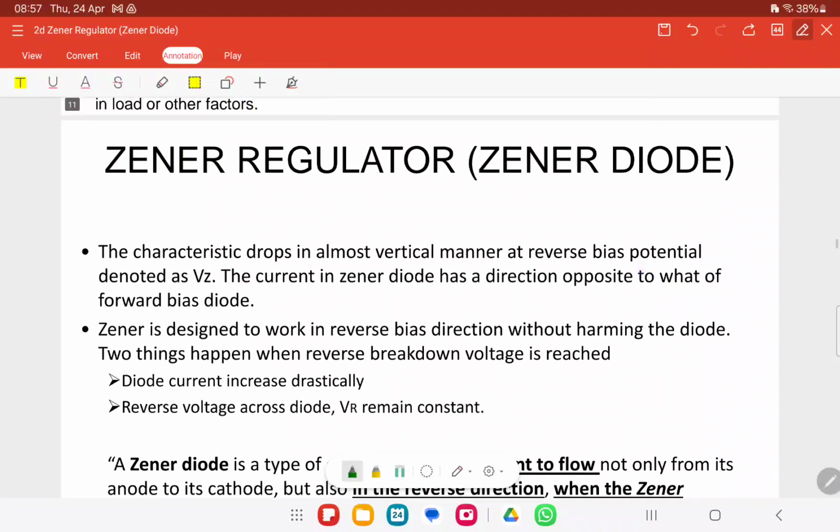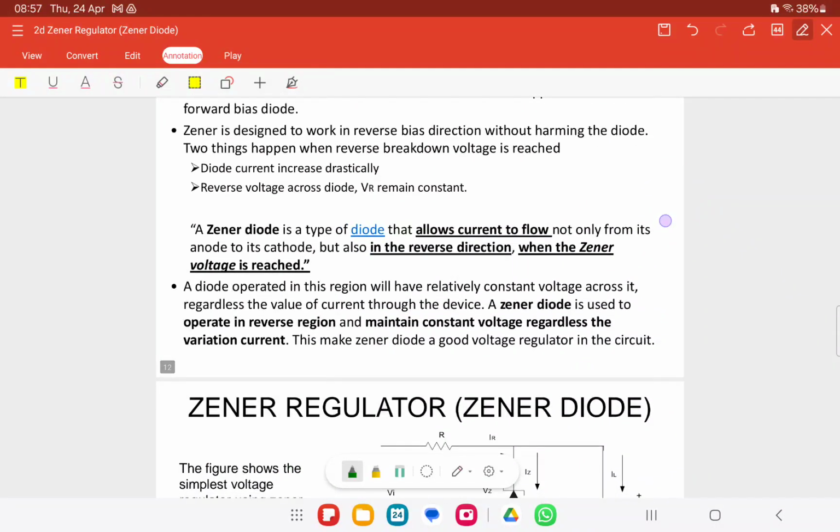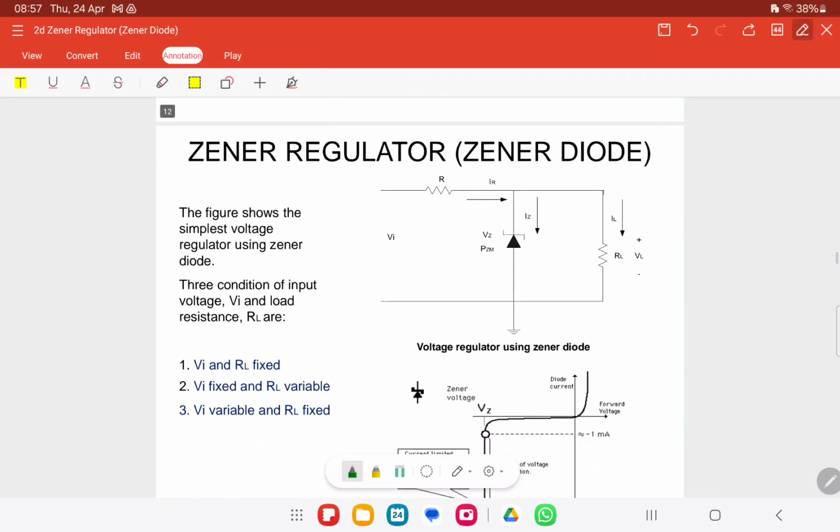Okay, so now we want to go for the... This is another explanation, nothing much. A Zener diode is a diode that allows current to flow in the reverse direction. Okay, for the calculations for the Zener diodes, we have three conditions for the calculations.